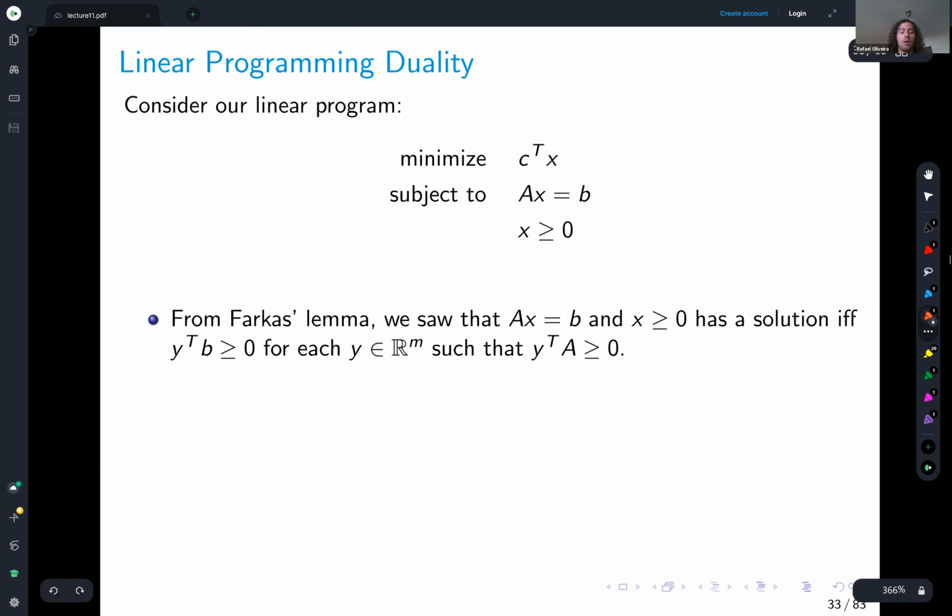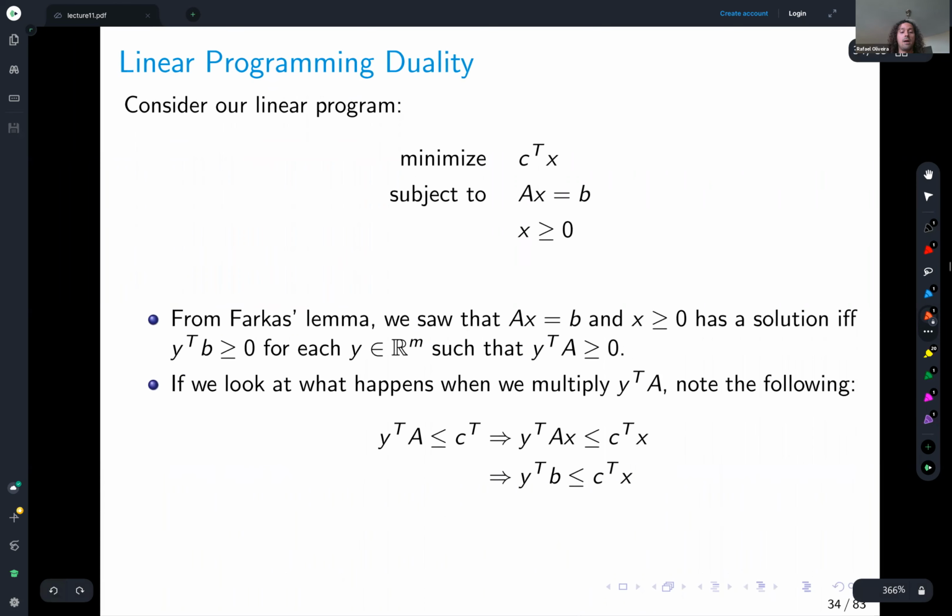From Farkas lemma, what we saw is that AX equals B and X greater or equal to 0 has a solution, so it's feasible, if and only if Y transpose B is greater or equal to 0 for each Y in R^m such that Y transpose A is greater or equal to 0. But now let's look at what happens to the linear program when we multiply the equality by Y transpose A.